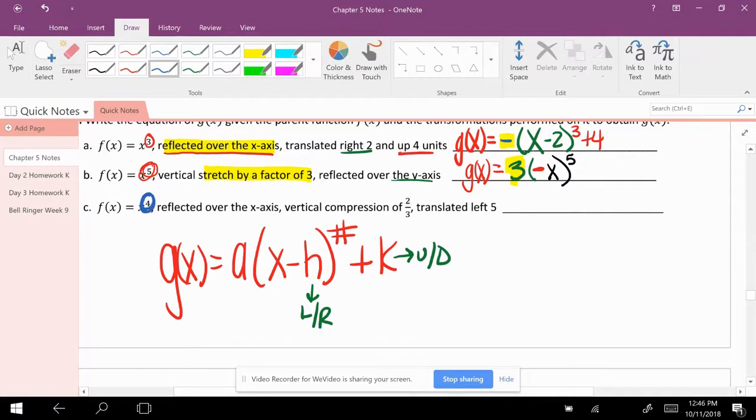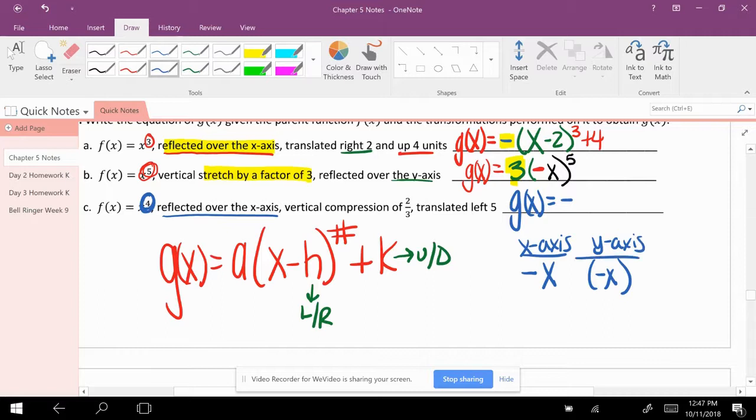That's important. We're reflecting over the x. So is that going to be outside the parentheses or inside the parentheses? Which one for x-axis? Very good. On the outside, whenever you're doing the x-axis, it's on the outside. And if you want to make a note for yourself, this is the x-axis, this is the y, so that you remember. You can see the difference between B and C. The negative's inside for B, the negative's on the outside for C.